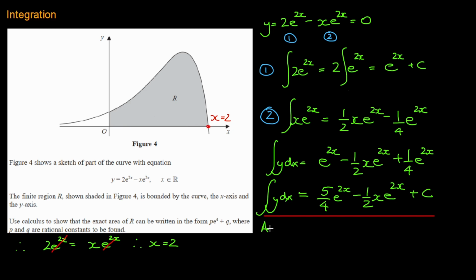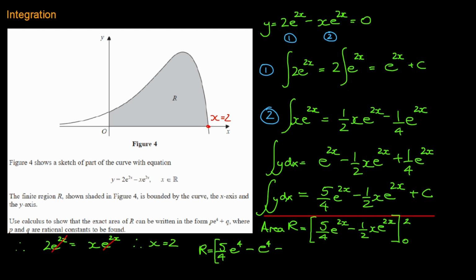So I can now say that the area R is equal to our answer, and that will be between the limits 0 up to 2. Well, it's now simply a matter of putting 2 into this equation and 0 into this equation and see what we get. 5 over 4, x is 2, so this is going to be e to the 4, minus a half times 2 will be 1, and this will be e to the 4. So that's our first substitution. That's when x is equal to 2.